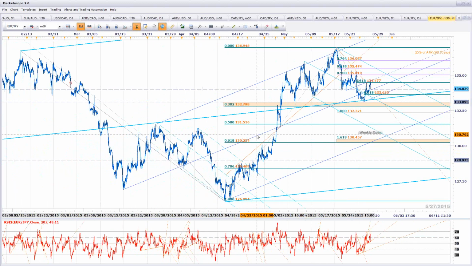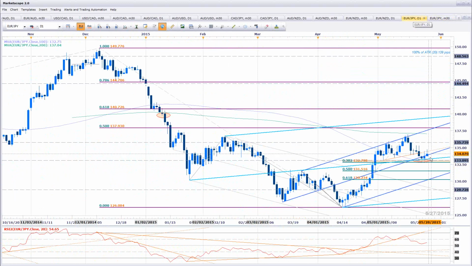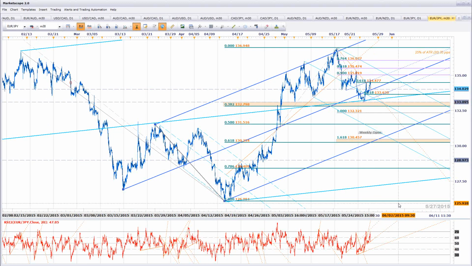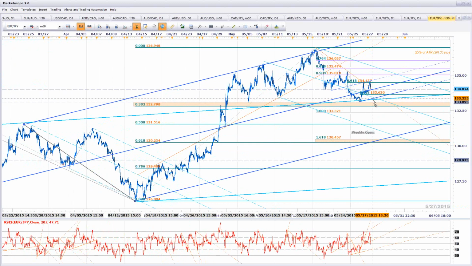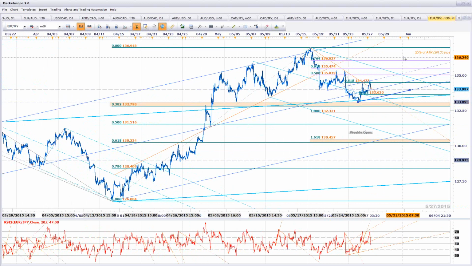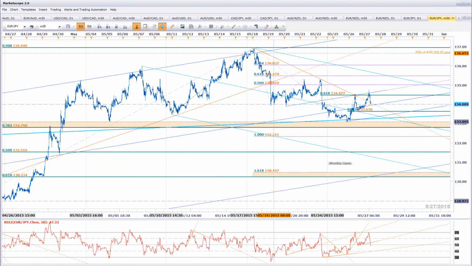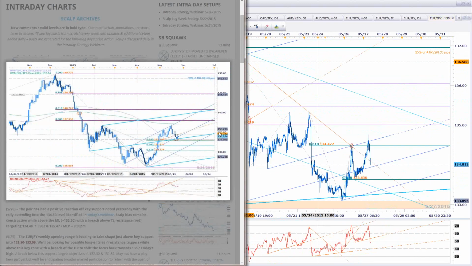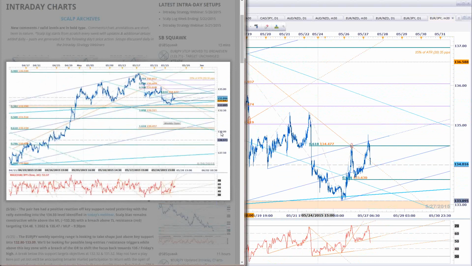So this is the operative pitchfork that we've been working on. That's the one that you also see here on the daily chart. But on an intraday basis, if we take some sliding parallels off the low and last week's swing low, we've still been playing right within the confines of those. And I tried to leave this on the scale chart for you to give you a little bit more of a view. Here's yesterday's scale charts.